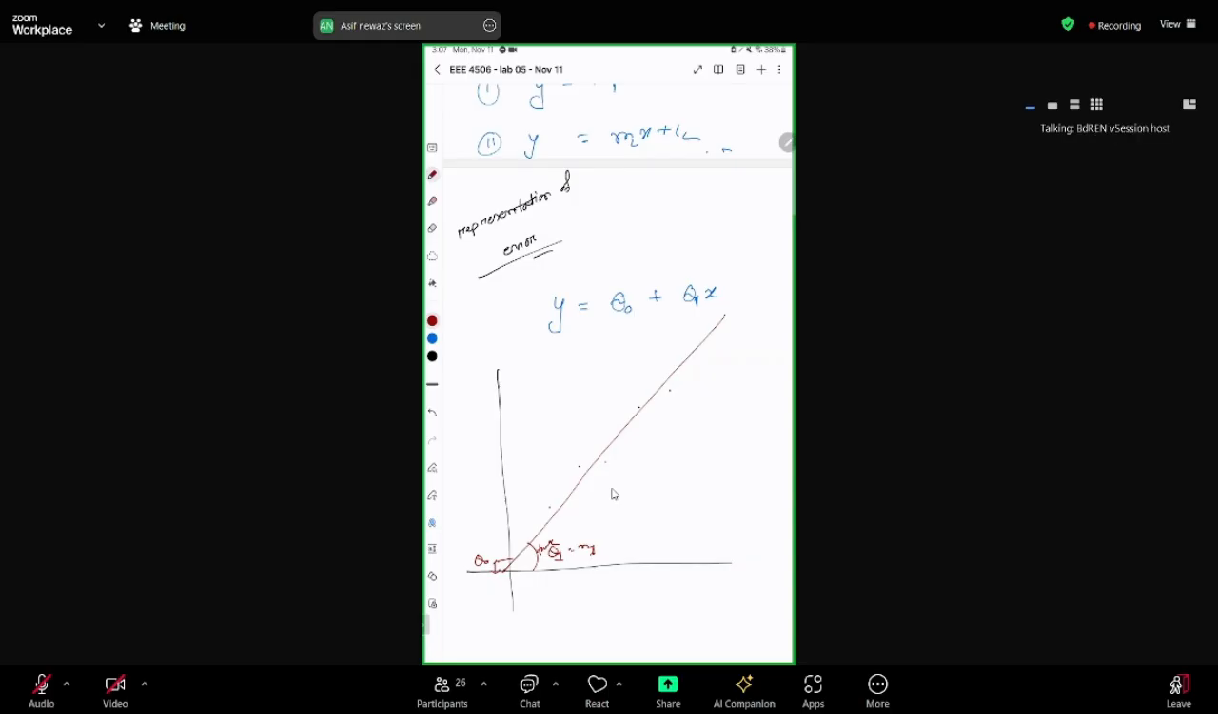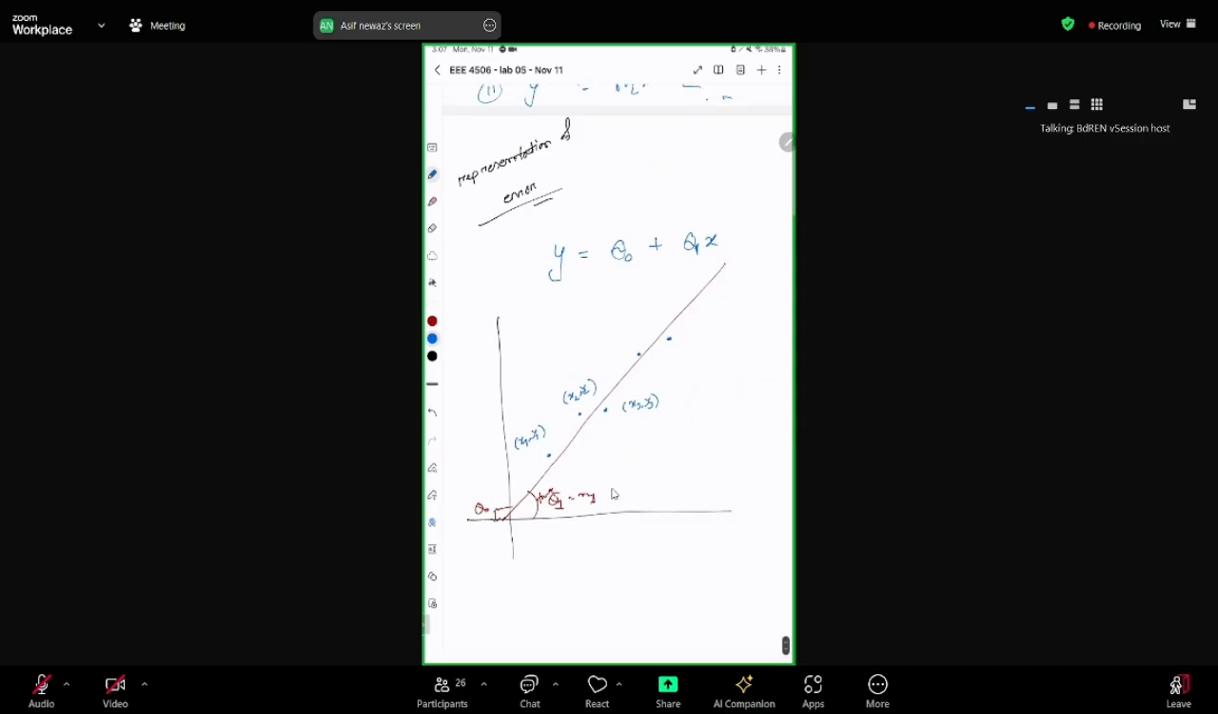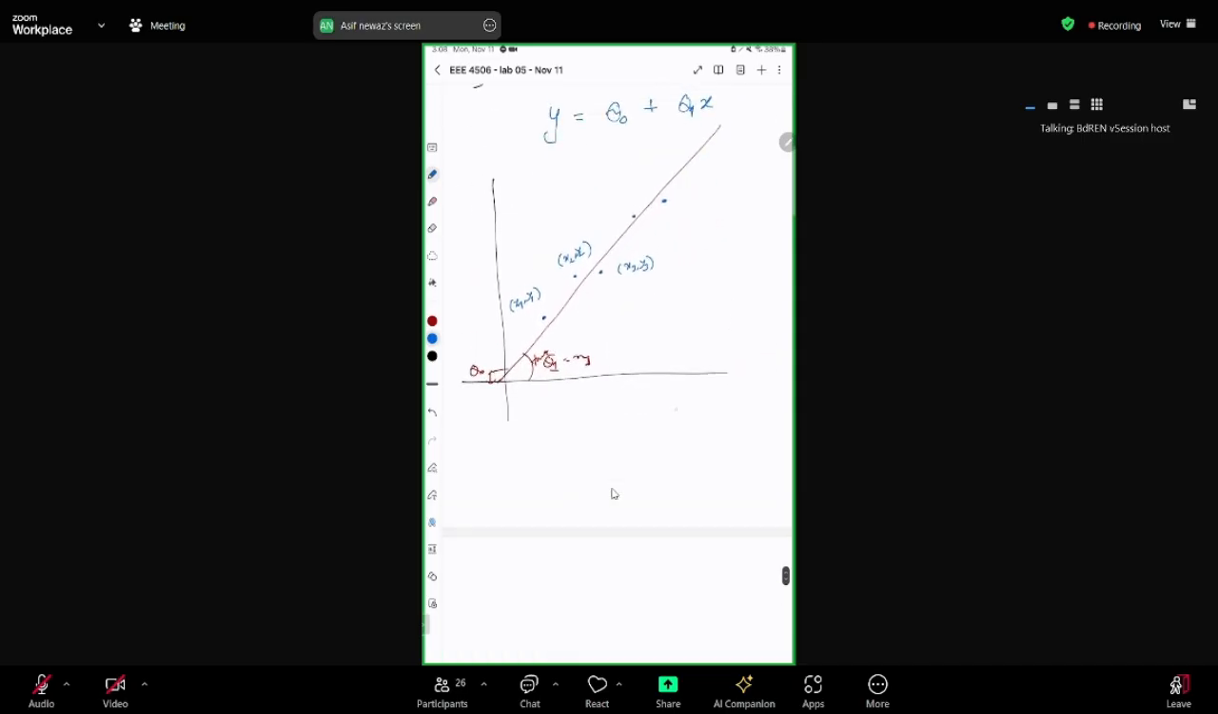We try to find the error this way. For each of the data points that we have, let's say this is my first data point, this is the second data point, third data point, fourth data point, fifth. We can represent them this way: this is my point x1, y1, this is x2, y2, this is x3, y3, and so on, up to xn, yn data points. And this is my predicted line. The red one is my predicted line.